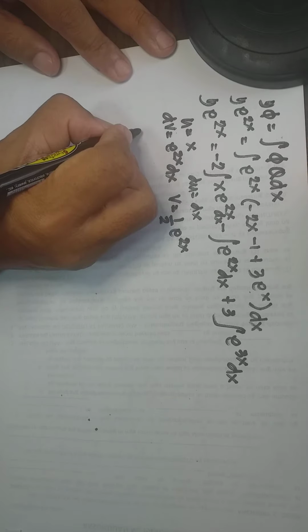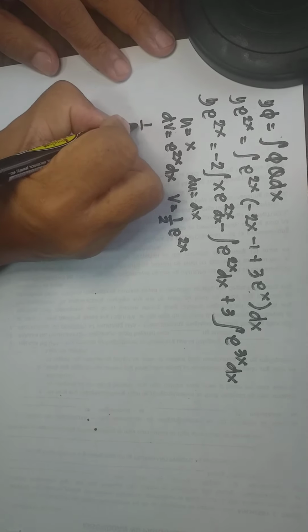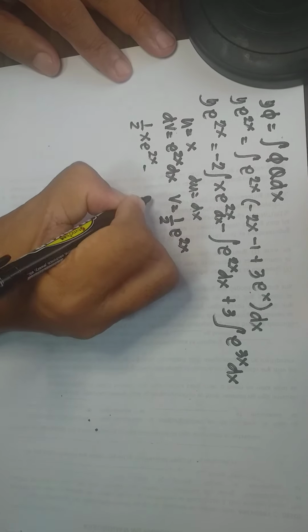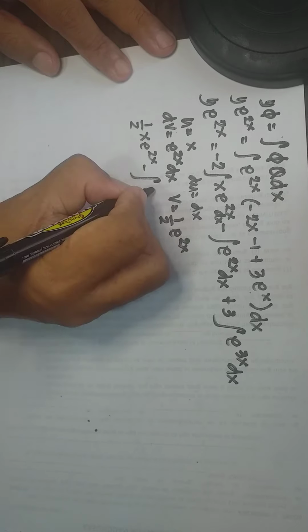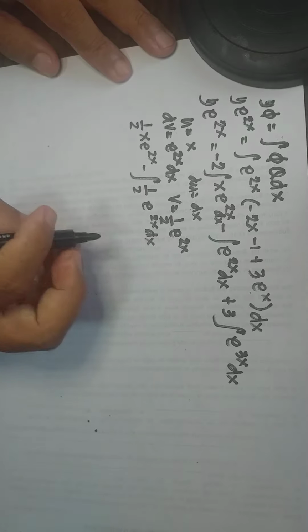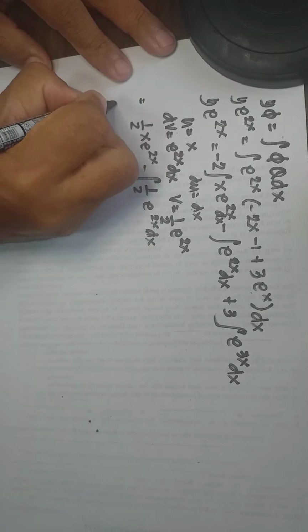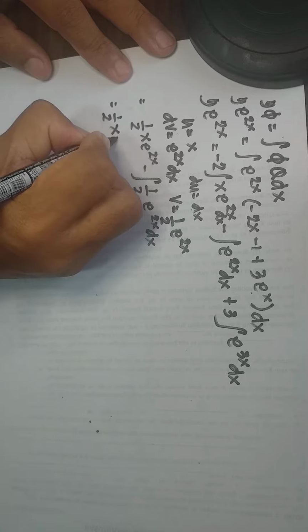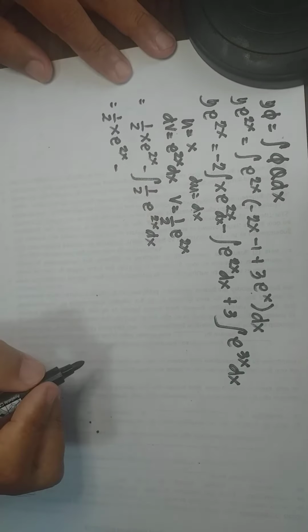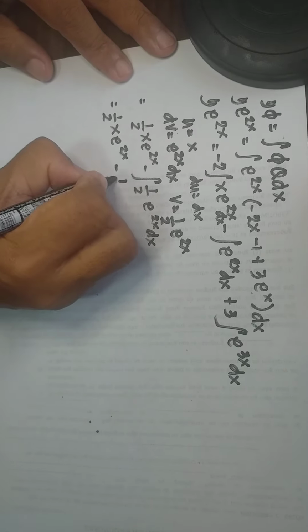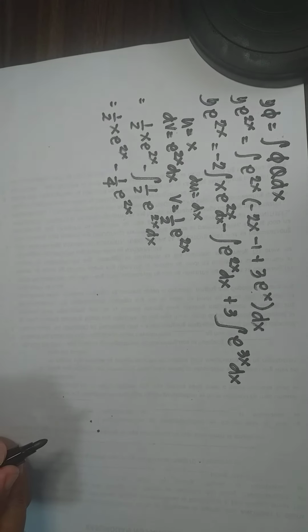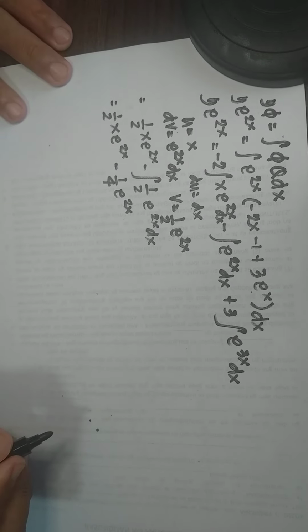So we have 1/2 x e to the 2x minus the integral of 1/2 e to the 2x dx, or this is the same as 1/2 x e to the 2x minus 1/4 e to the 2x. Okay?